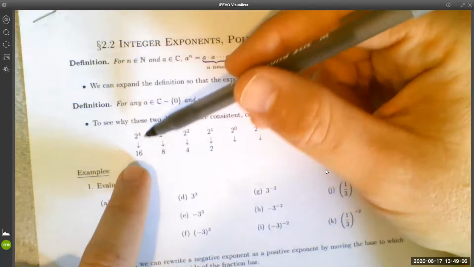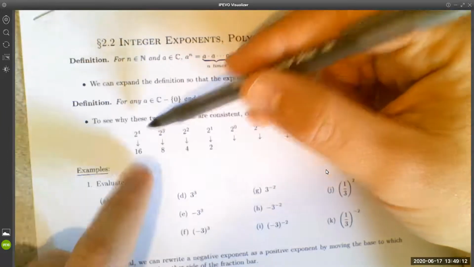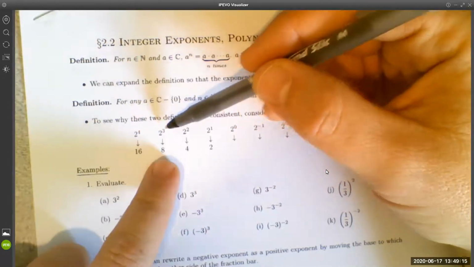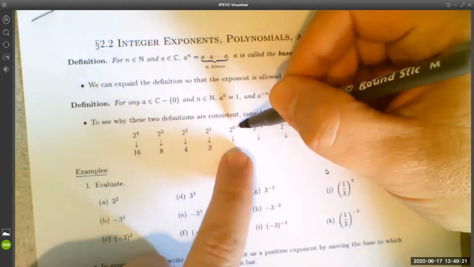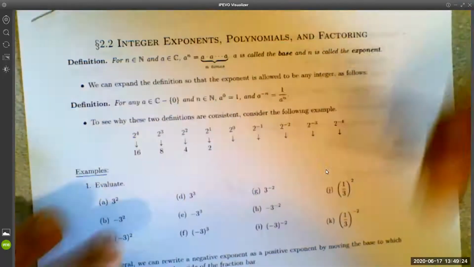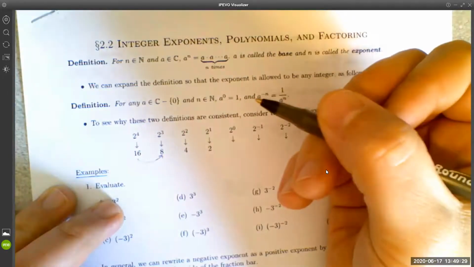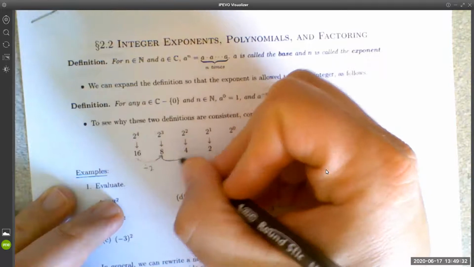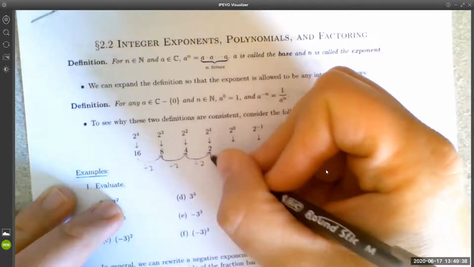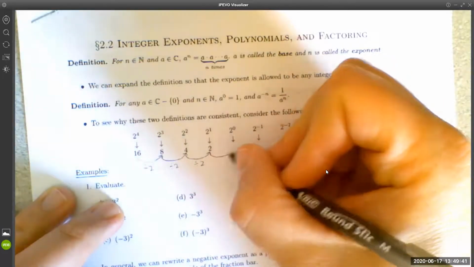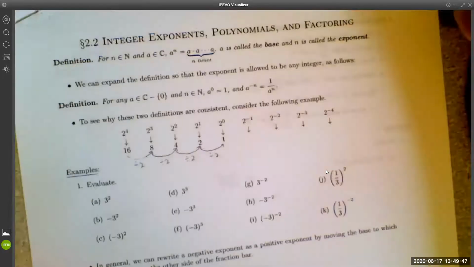2 to the 4th is 16, right? Because 2 times 2 times 2 times 2 is 16. 2 times 2 is 4, times 2 is 8, times 2 is 16. So 2 to the 4th is 16, 2 cubed is 8, 2 squared is 4, and 2 to the 1st is 2. So if we wanted to see what the natural thing to guess 2 to the 0 would be, we could look at all the stuff we did before and notice that to get from one to the next, we divide by 2. From 16 to 8, we divide by 2. From 8 to 4, we divide by 2. From 4 to 2, we divide by 2 again. So to get from 2 to the 1st to 2 to the 0, we would divide by 2. Now, 2 divided by 2 is 1. So it makes sense that 2 to the 0 power is 1.